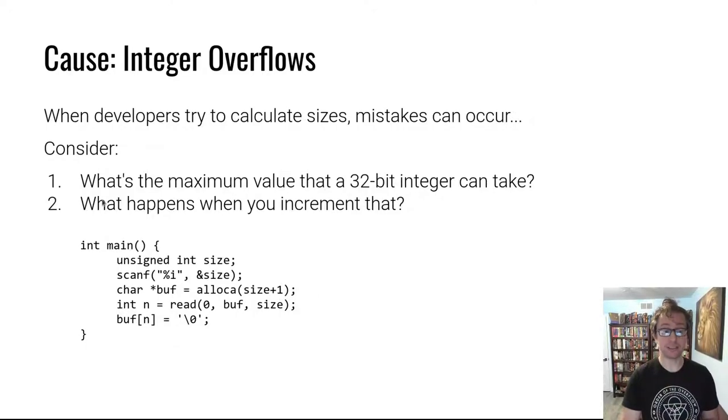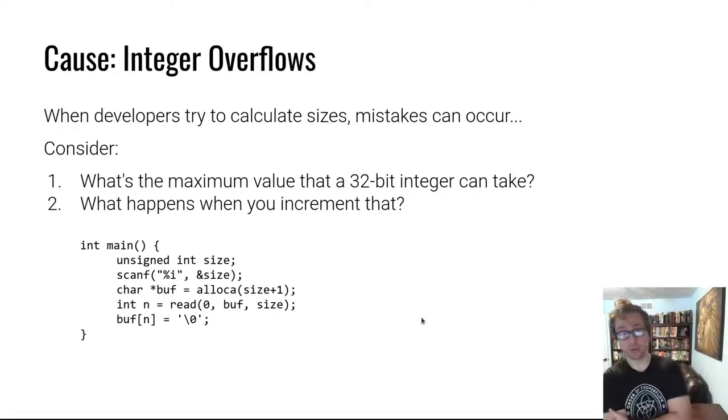So consider int is a 32-bit integer. What's the maximum value that this integer can take? Of course, the maximum value is 2 to the 32 minus 1. 0xFFFFFFFF. 4 bytes, all ones. And what happens when you increment that is it rolls back around to 0. This is called an integer overflow.